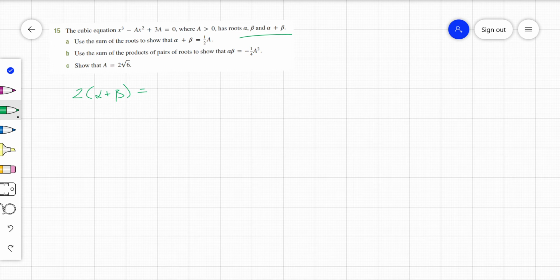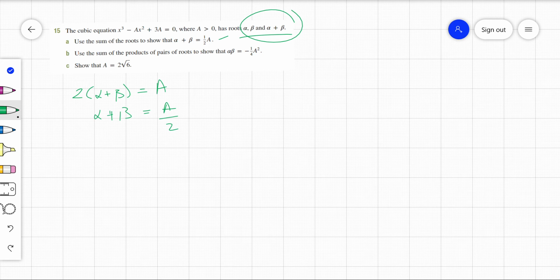And if I add those together, I get negative b on a, which in this case is negative a, so that's just a. So you can see quite clearly that alpha plus beta would have to equal a on 2, or half a. So that's fine, that's that one.